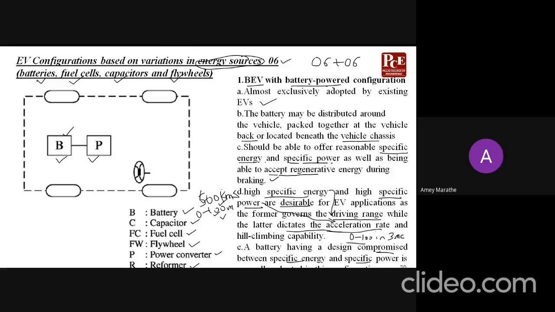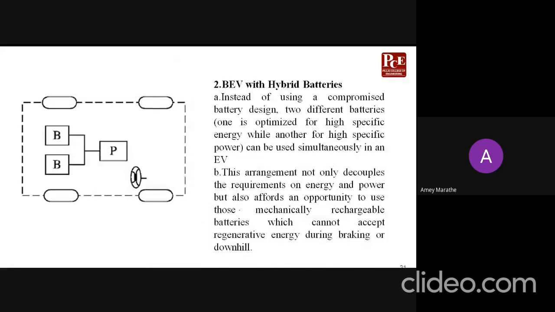And this altogether depends on battery chemistry, or the chemistry of the energy source. And that is what we are going to see also: what are the different types of battery chemistries which are available, and how they perform in terms of specific energy and specific power. So these two terms are very, very important. Please make a note of it: specific energy and specific power. So this is the first configuration which is possible. Let us see the next.